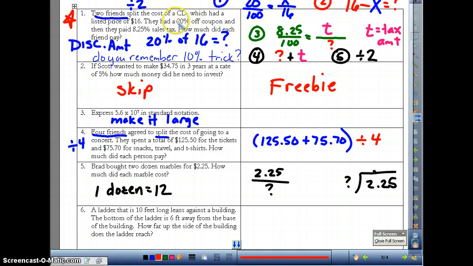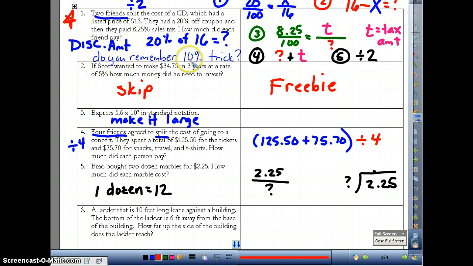They'll always take off the discount first before they calculate the tax. So we need to calculate our discount amount. I need to know what 20% of $16 is. You can either set up a percent proportion, 20 over 100 equals X over 16. I know that's kind of off your page there.